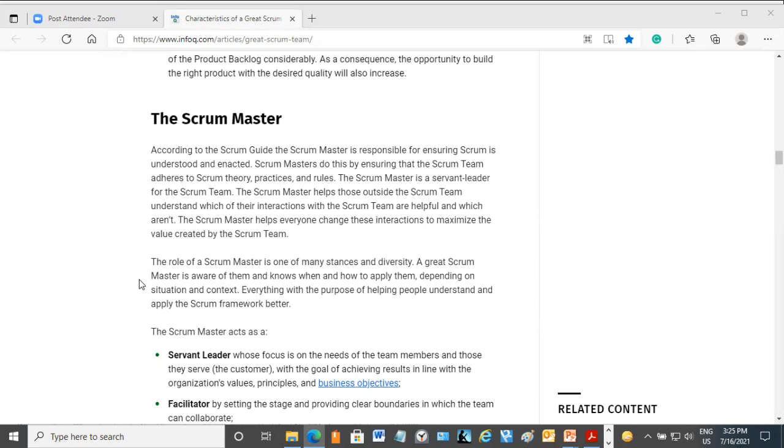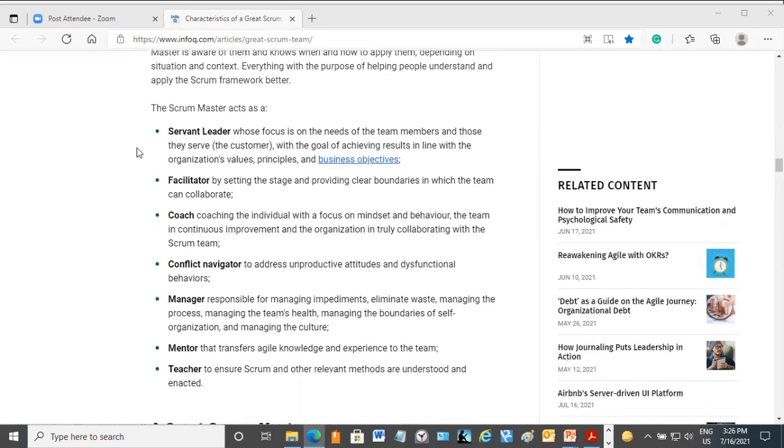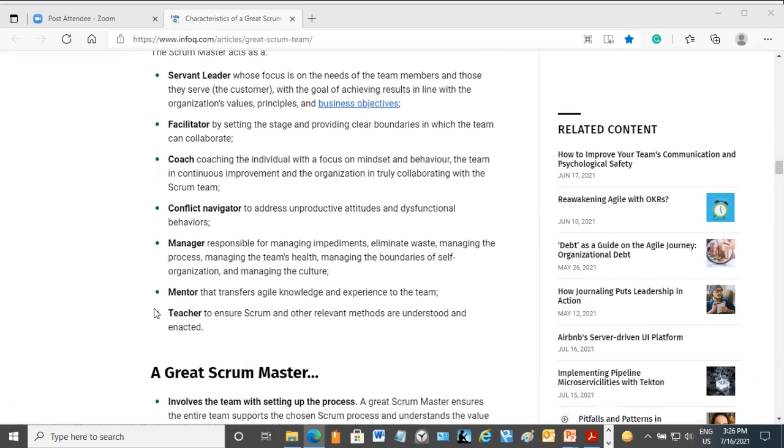The role of a Scrum Master is one of many stances in diversity. A great Scrum Master is aware of them and knows when and how to apply them, depending on situation and context. Everything with the purpose of helping people understand and apply the Scrum framework better. Therefore, the Scrum Master acts as a servant leader, facilitator, coach, conflict navigator, manager, mentor, teacher.